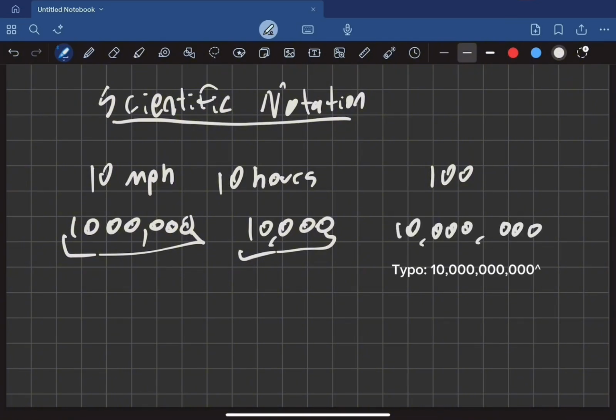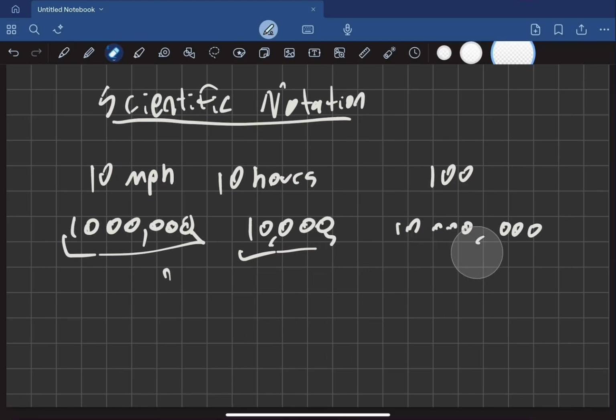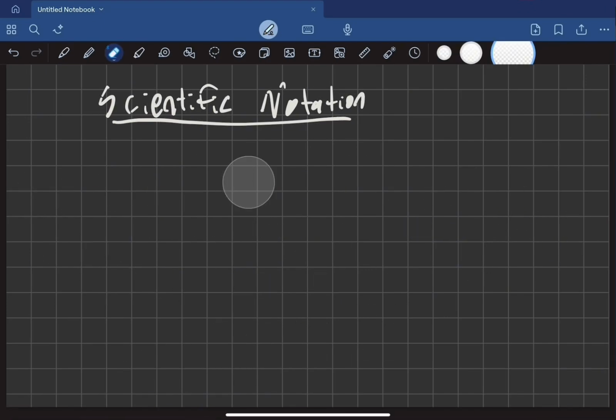But especially once you start having numbers like maybe 3,200 or 3,000 or 37,500, whatever, then being able to compute this real quick becomes way more difficult. So that's the second thing that scientific notation gives us a hand with.